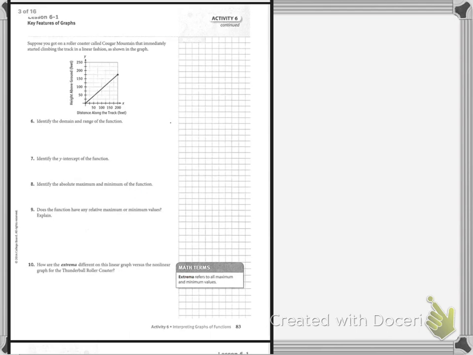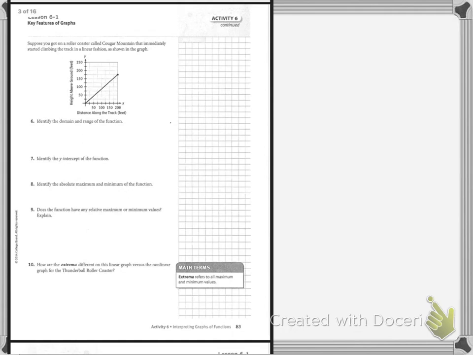On the next page, we have another little graph for us to look at. Suppose you got on a roller coaster called Cougar Mountain and immediately started climbing track in a linear fashion as shown on the graph. Can we state our domain and range for this? I would like to see you draw your function window for this graph and identify the domain and the range. It talks about number 7, what is the y-intercept? What are the absolute max and mins of the function? In this case, it's going to be your endpoints. Remember, those are only y values. And does the function have a relative max or min?